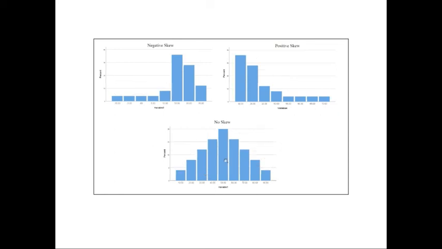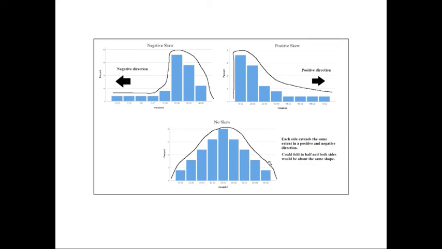Here's an example of a bar graph with no skew, as the left and right sides of the graph extend about the same from the center. You could fold this in half and the left and right side would be the same shapes.